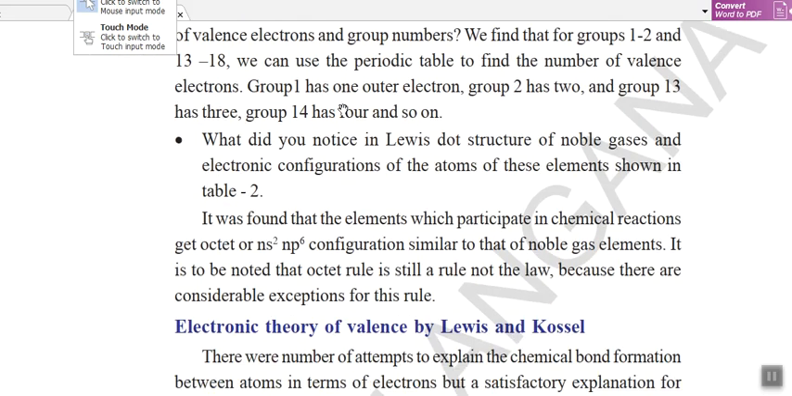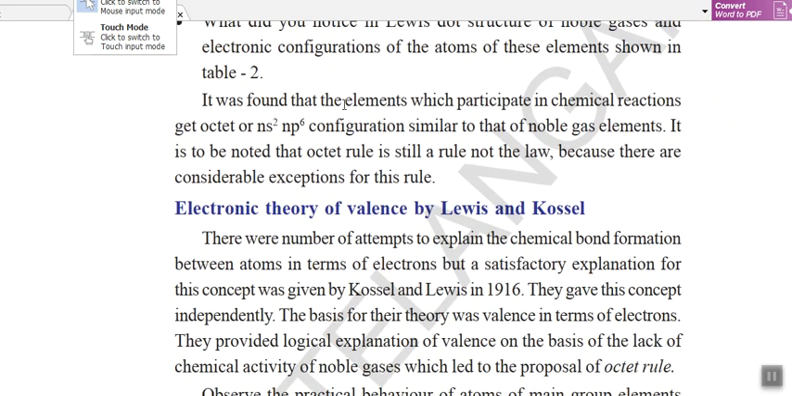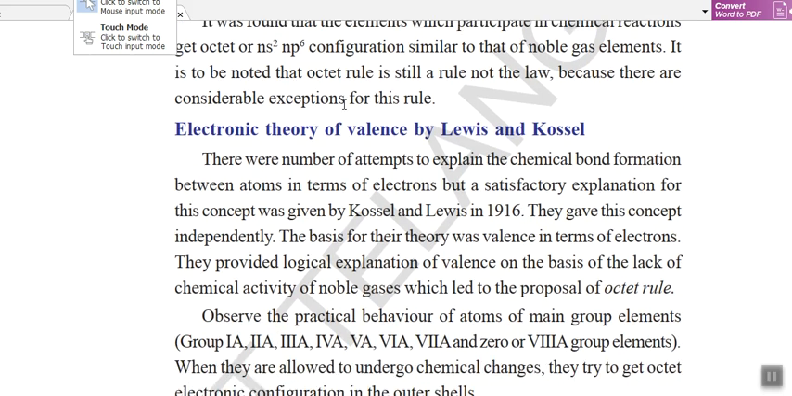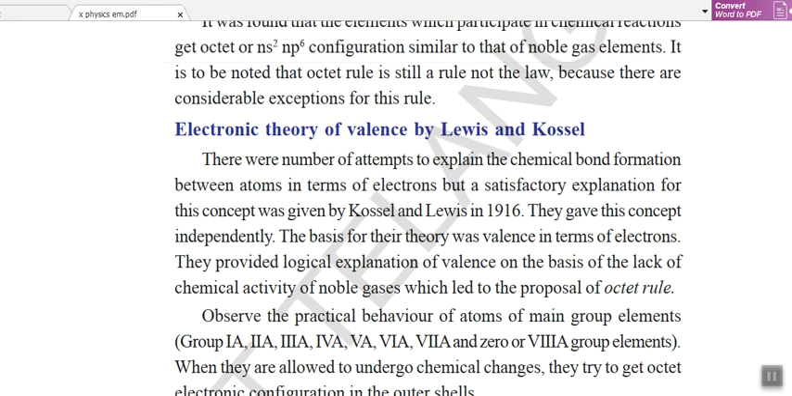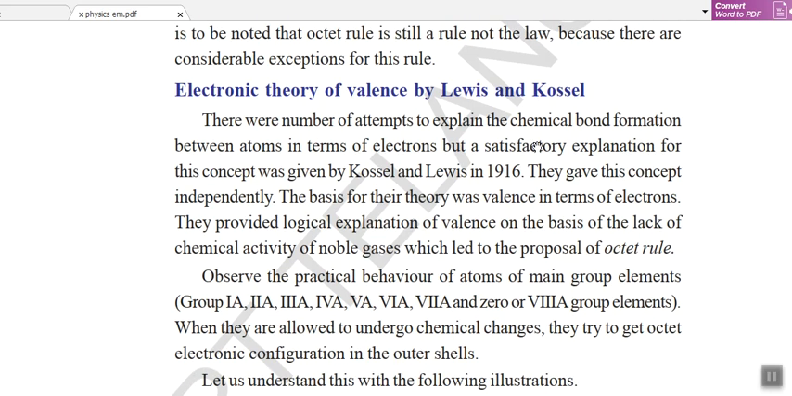So today we'll start from the next topic after Lewis dot structure. We have a topic known as electronic theory of valency by Lewis and Kossel. So Lewis and Kossel, ఇద్దరు కలిసి they have proposed a theory. ఈ థియరీలో ఏంటంటే, first they are explaining about cation and anion as per the octet rule. So you know the concept of octet rule. Octet rule is there in the next page.